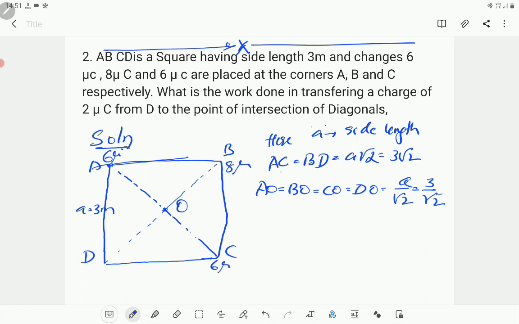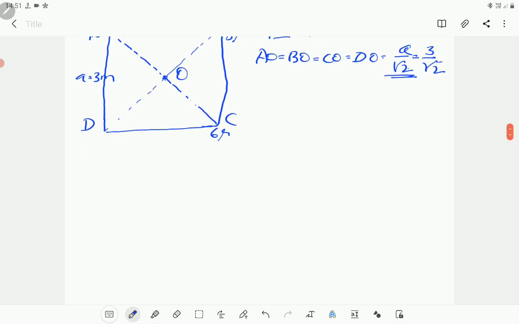If side length is a, the diagonal length of ABCD is a times root 2. You know this formula, get it by heart. Here, 3 root 2. If it is in centimeter, you add 10 power minus 2. But in meter, you don't add 10 power minus 2. And from the center to the corner, the distance is a by root 2, half the diagonal. This formula, get it by heart. If you apply Pythagoras, you will get to know it.